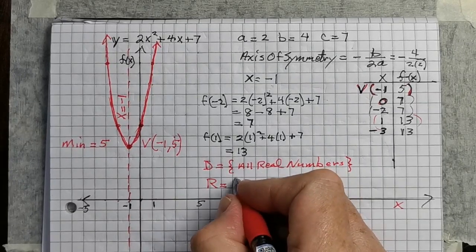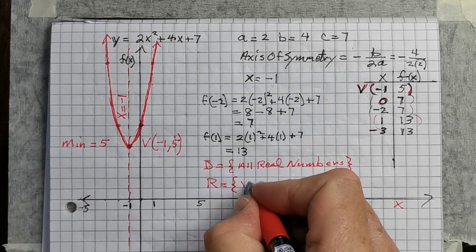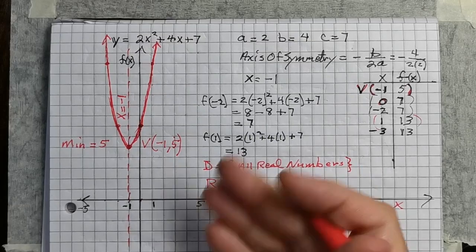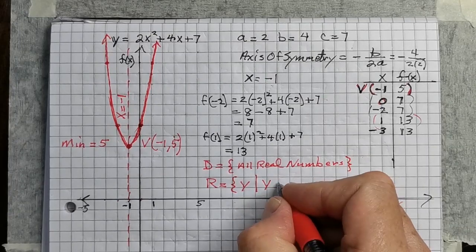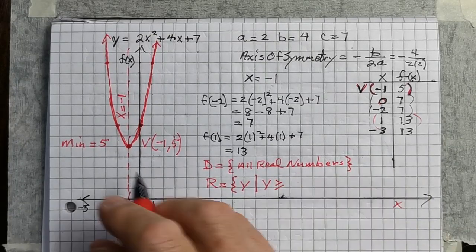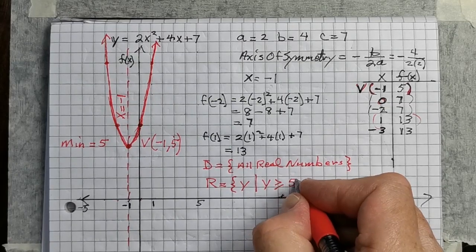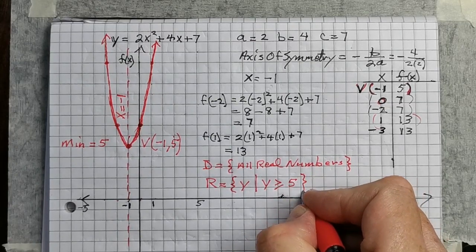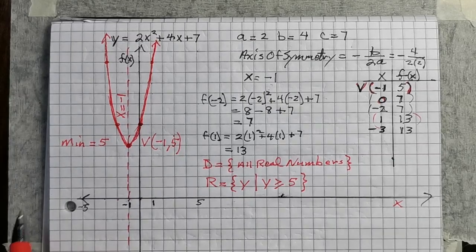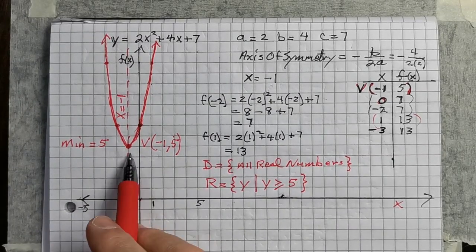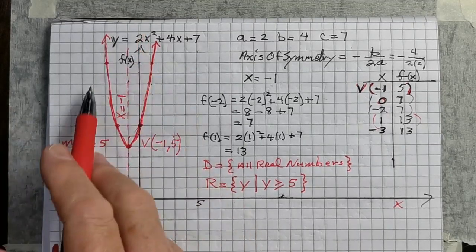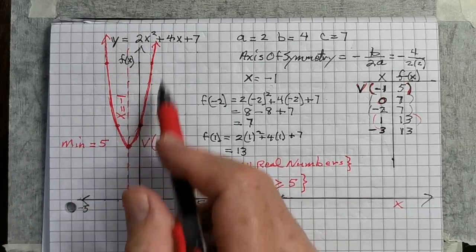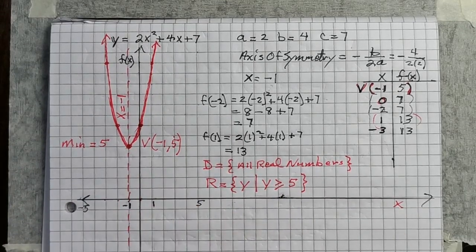Well, the range is a little different. The range is y, or f of x. Either way, you could put y or you could put f of x. Y such that y is greater than or equal to our minimum, 5. Can we get a negative value out of this function? No, we cannot. We only get values that are greater than or equal to 5 because 5 is the minimum. Everything else, anything on this red graph is above 5 or equal to 5. So the range is y such that y is greater than or equal to 5.